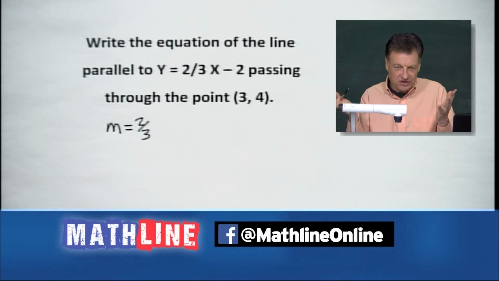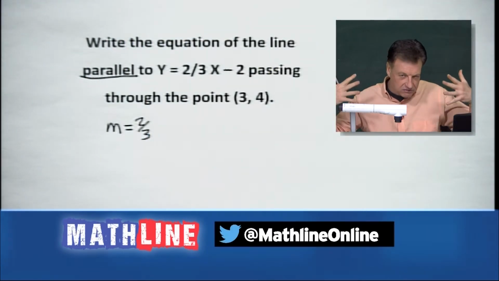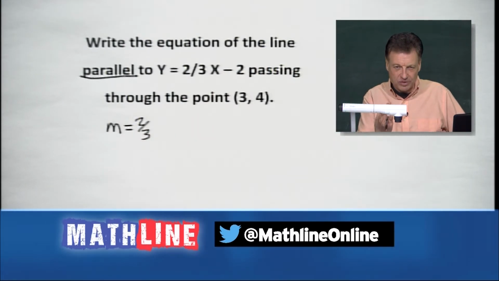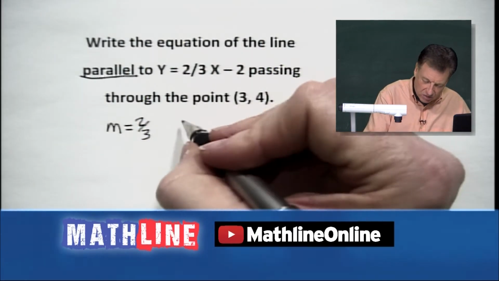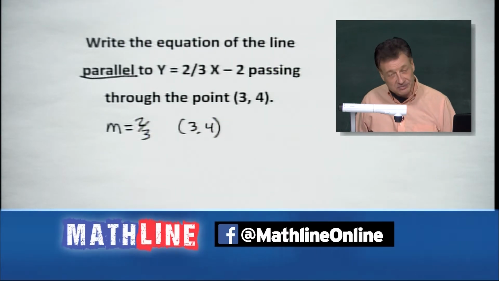Now, what do I do with the slope? With the word parallel, that's kind of the little crimper here. What do we do with that slope? Well, parallel lines, remember, have the same slope. So we're going to keep 2/3. We're not going to mess with it. And we're going to use that point (3, 4). I think this is going to be a fairly similar problem to what we had just a minute ago.